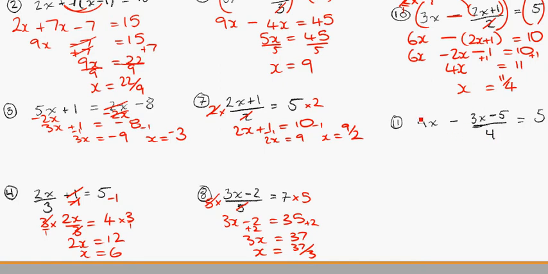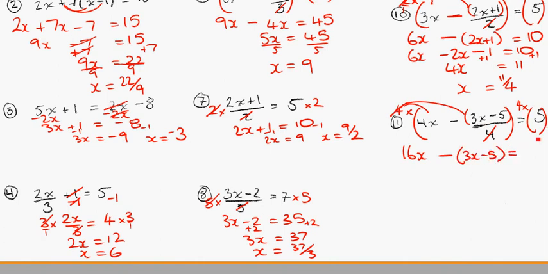Number 11, once again I've got that nasty fraction, so I'm going to times by 4 on this side. Notice I put the brackets in, keeps everything tidy. I'm going to use brackets around that as well. The 4's will cancel and I'll be left with 3x minus 5. 4 times 5 is 20. It's important that, once again, we've got a negative there, so it's important to keep the numerator on this fraction in brackets. Now I've got 16x minus 3x. Two negatives make a plus 5.